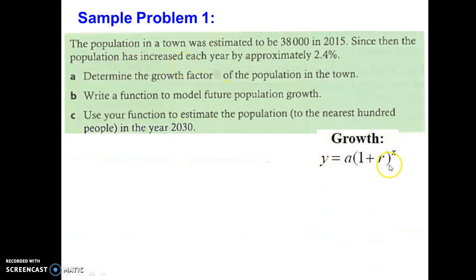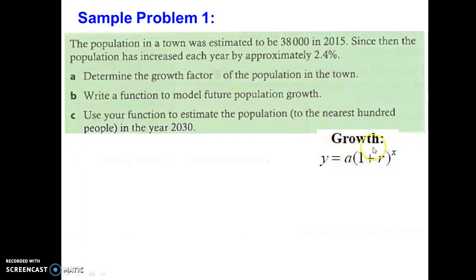All right, we're going to use this model. Our rate is 2.4%. So we've done some problems like this as well. We were trying to figure out these kinds of problems the other day. When you have a growth rate of 2.4%, you have to convert that to a decimal. And the first question here says, what is the growth factor of the population in the town?